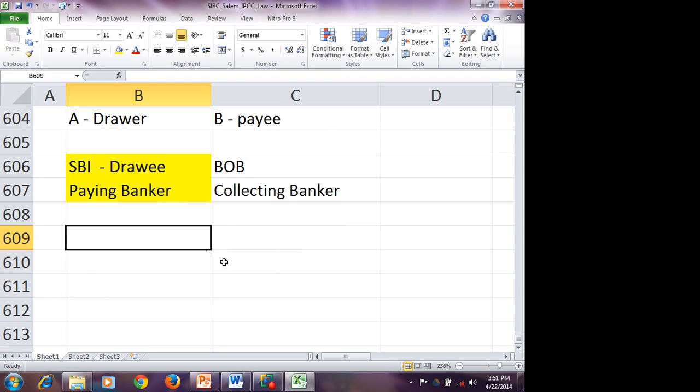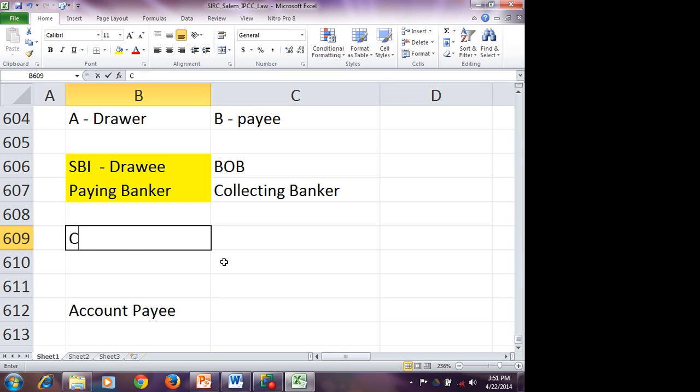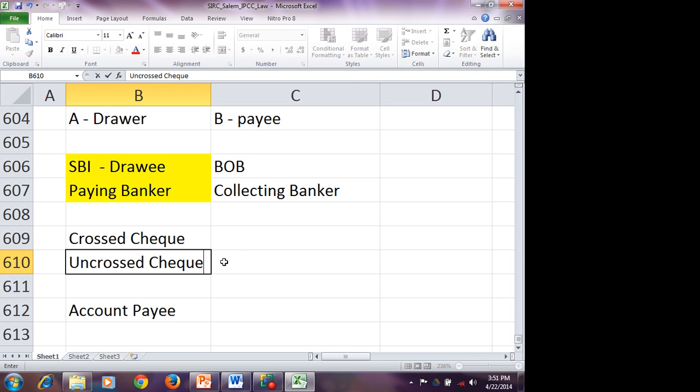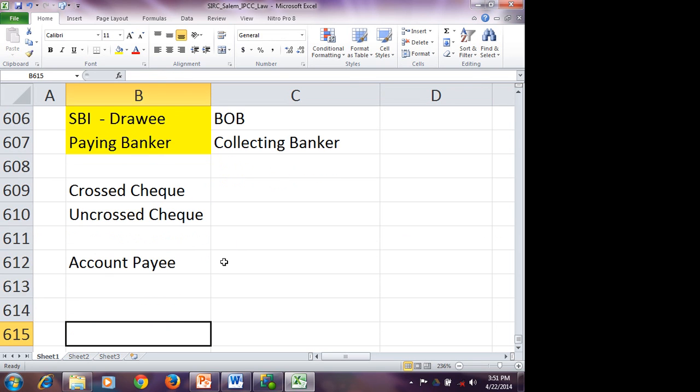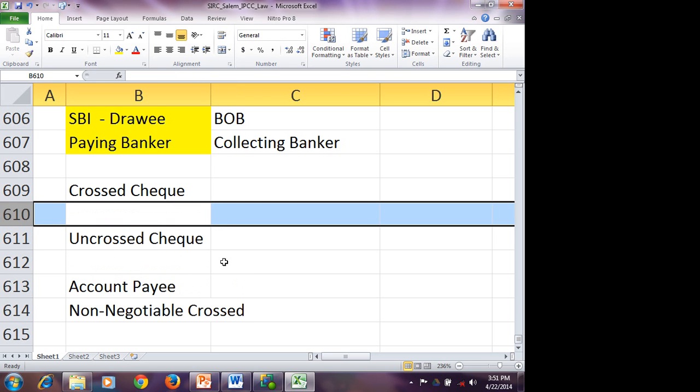And a check could be the following. First of all, it could be a crossed check or an uncrossed check. Then the crossing could either be account payee or a non-negotiable crossed check. What is a crossed check?